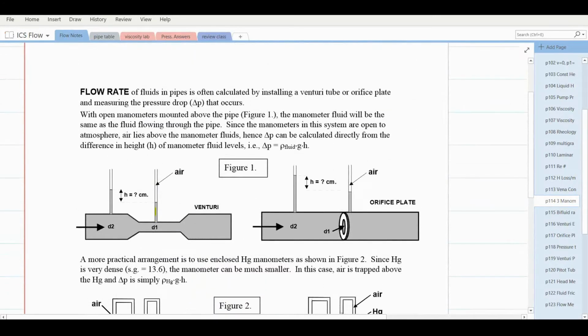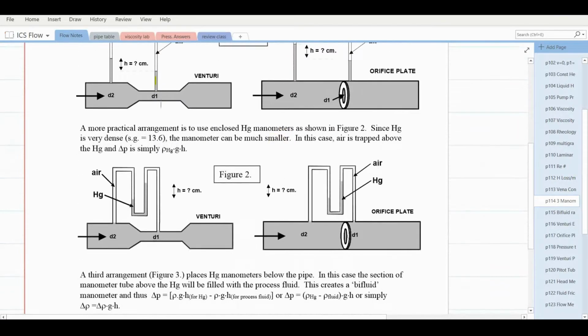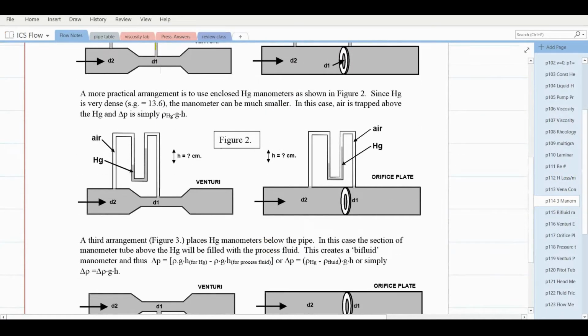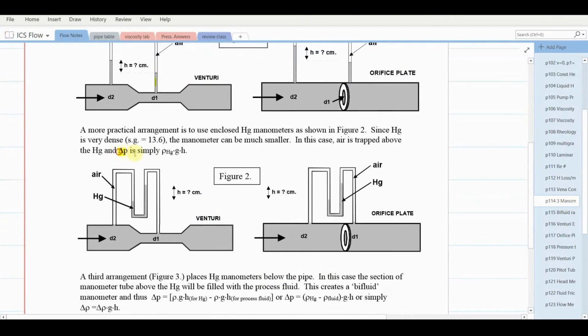In the first case, we can calculate the difference in pressure from the difference in height using the pressure depth equation. The difference in pressure would be the density of the fluid times g times h. Pressure is rho g h, recall? In the second case, we use the same formula again. Delta P is rho g h. Just remember that in this case, the density is that of mercury, not the process fluid.